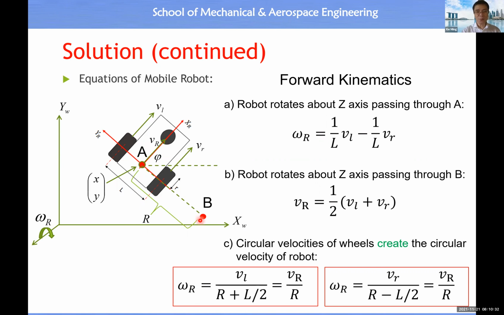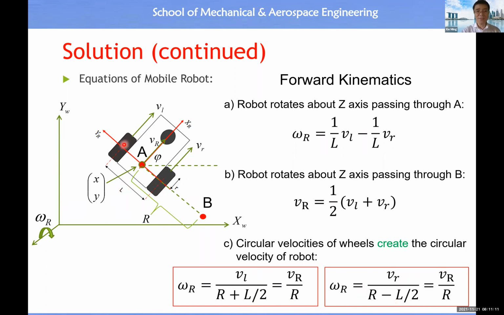The answer should be omega, V capital R divided by the radian. So if we try to find the relationship between VR and omega R with respect to this rotation axis, which passes through point B, then the relationship should be this one: VR small r divided by radian, where radian is equal to capital R minus half of L. So you have this equality.